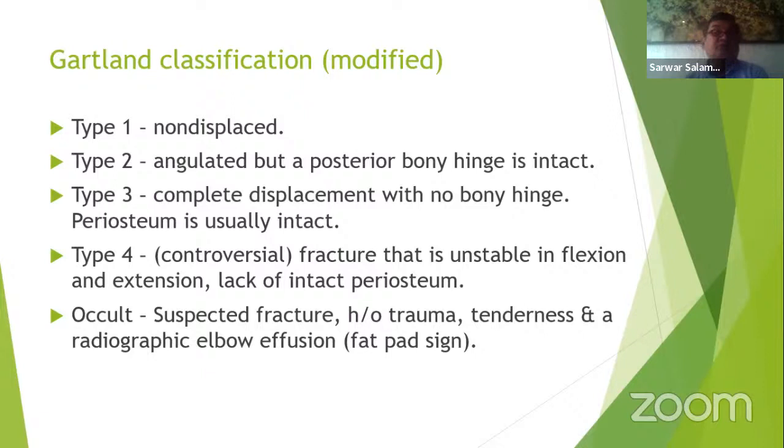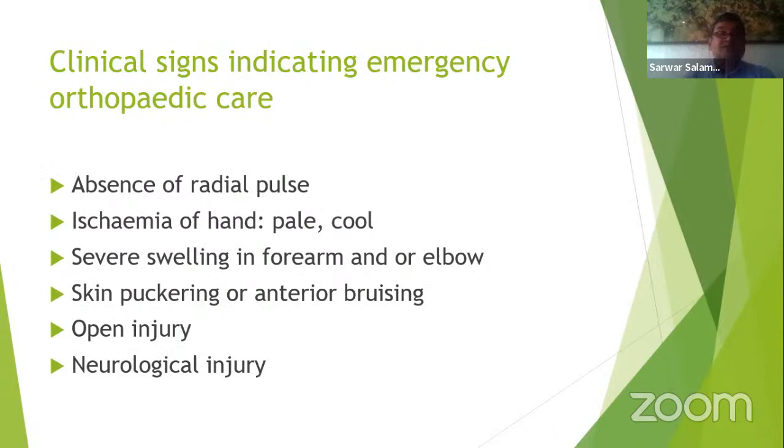So there are some emergency situations we should keep in mind when working in the emergency room of any hospital. If after an elbow trauma there is absence of radial pulse, or the hand is ischemic, pale or cool, if there is severe swelling in the forearm or elbow, skin puckering or anterior bruising of the elbow, or if there is an open injury or neurological injury, these things should alert a resident or anyone in the emergency, and that patient will need emergency orthopedic care.